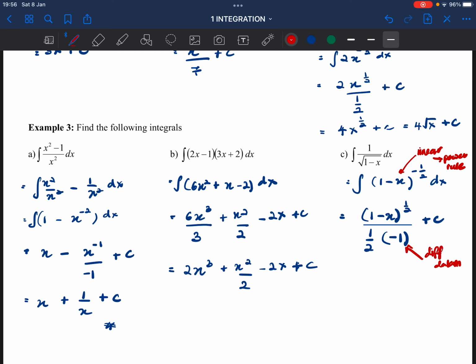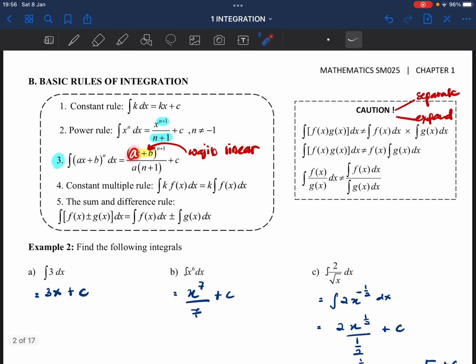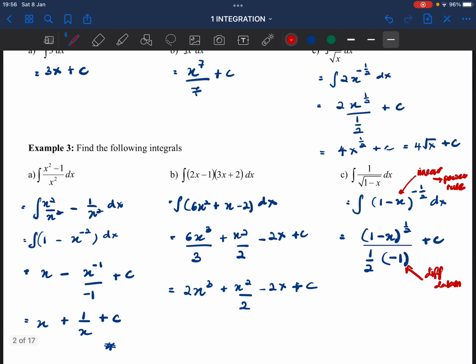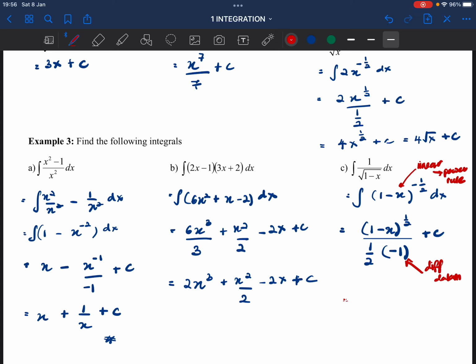Ataupun lebih mudah kalau kamu nampak dia sebagai a. So this is a lah basically. That's why ax plus b, we differentiate ax plus b, we get a. Okay, right. So just simplify the expression here. We will get negative 2 equals to negative 2 square root 1 minus x plus c.